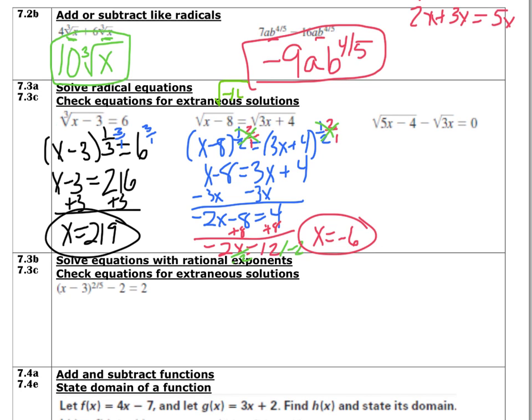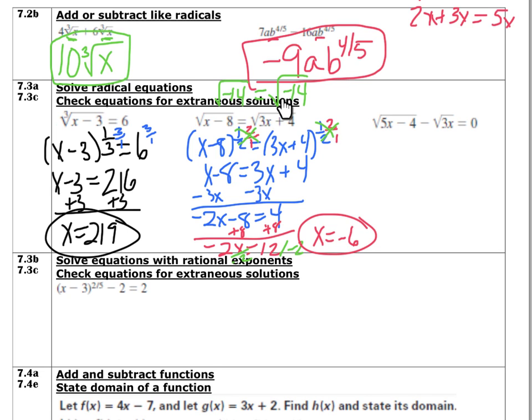It's negative 14. Then if we put the negative 6 into here, 3 times negative 6 is negative 18 plus 4 is negative 14. Now it's going to be negative 14. Now here you need to be careful. Yes, these two sides do equal.